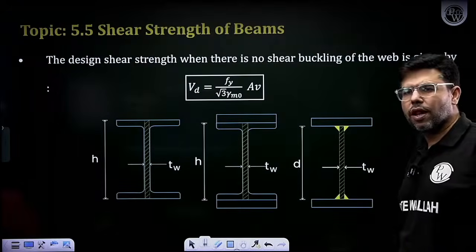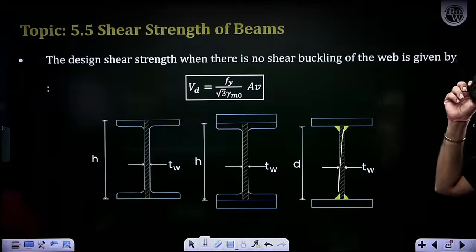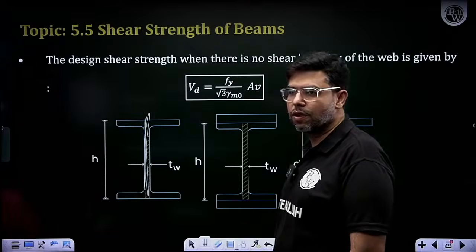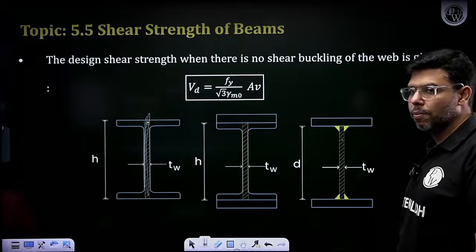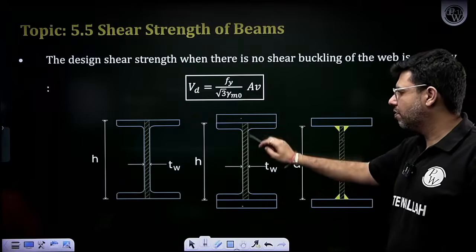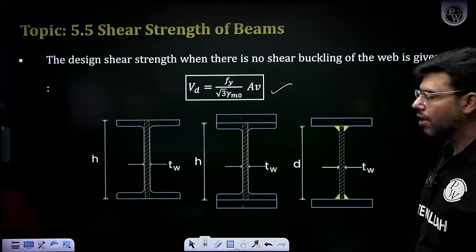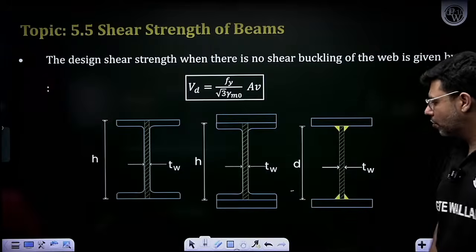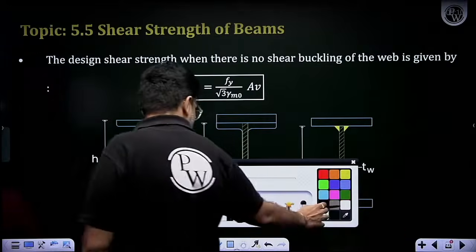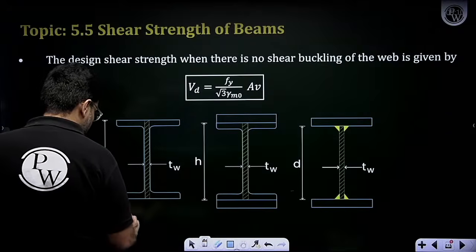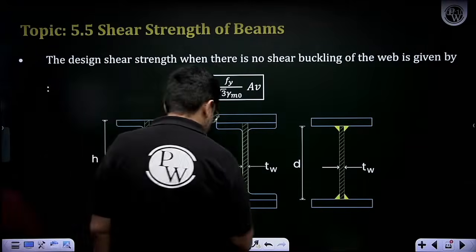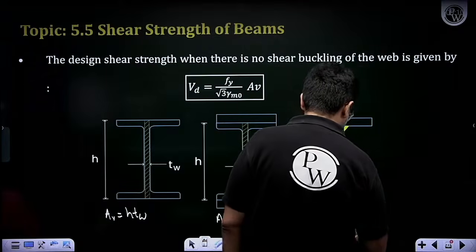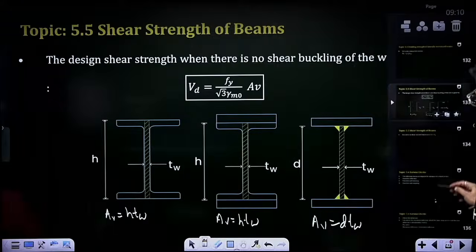For shear strength, you can directly write the web area as the effective shear area for a rolled section. The shear area will include the flange as well due to monolithic casting, but not for built-up sections. See here, these cover plates will not be counted in the shear area. Vd is fy by root 3 gamma m0 times Av. Av is h into tw here, and here also h tw, because there will not be any shear flow as the member is non-monolithic.